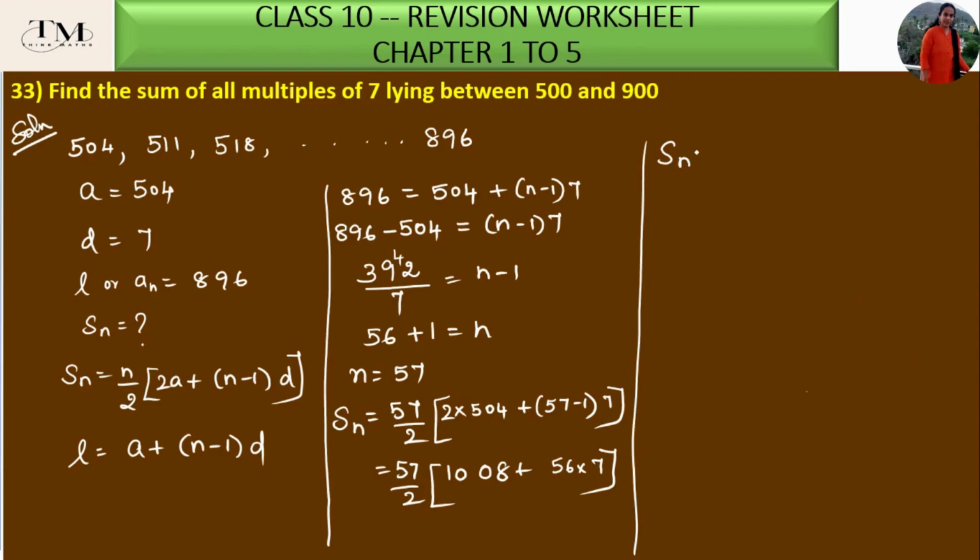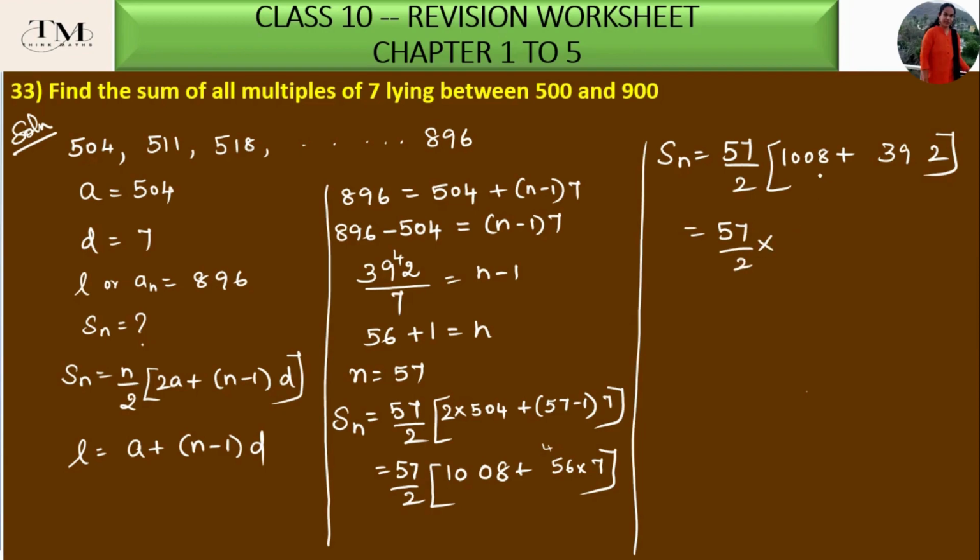So Sn will be equal to 57 by 2 times (1008 plus what is 56 into 7?). 6 sevens are 42, balance 4. 5 sevens are 35, 35 plus 4, it is 39. So 392. So 57 by 2.